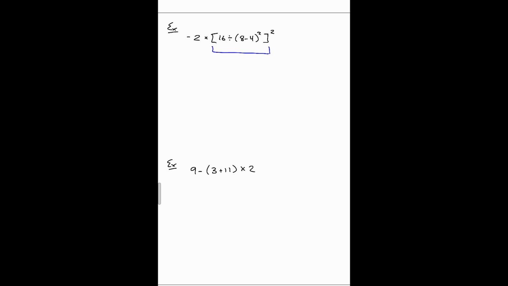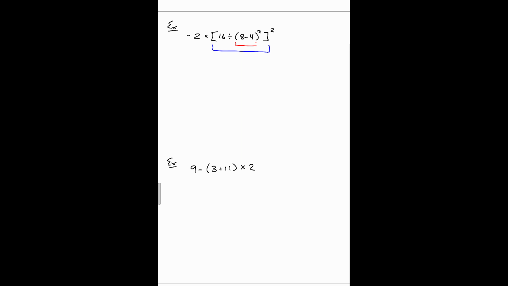Now, inside of those brackets, we're going to work inside the parentheses first. Okay, so remember, we're going to work from the inside out. All right, now, that would be -2 times, and then we have the brackets, 16 divided by. So the 8 minus 4, that's inside the parentheses, inside the brackets. So we've got to simplify those first. So 8 minus 4, that would be 4 with the square on top. And then you have the square on the outside of the bracket.